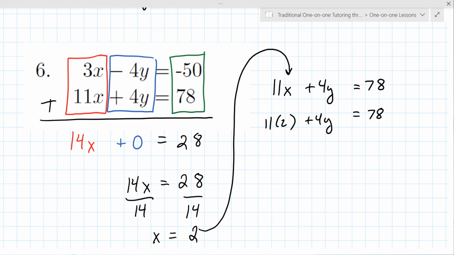Okay, 11 times 2 right there. That's going to be 22, and then subtract both the 78 and 22 by 22, and then 78 minus 22.